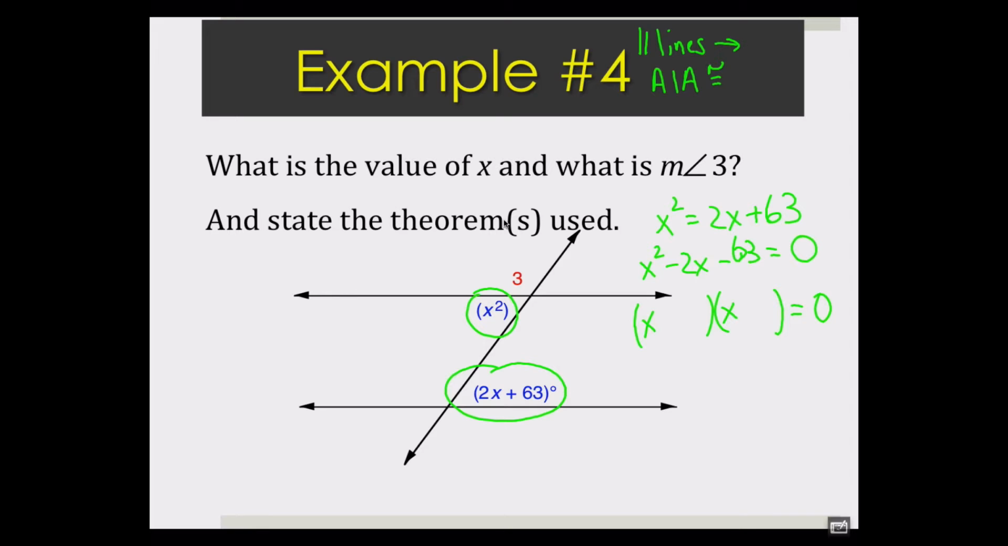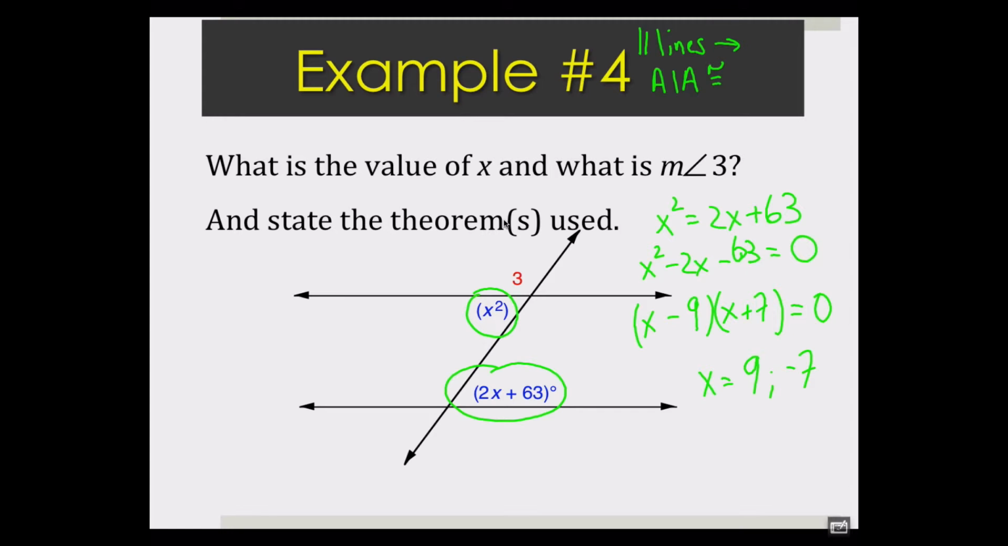Michael? 9 and 7. So negative 9 or positive 9? The x minus 9, x plus 7, and therefore x is equal to 9 and negative 7. What do we do next?